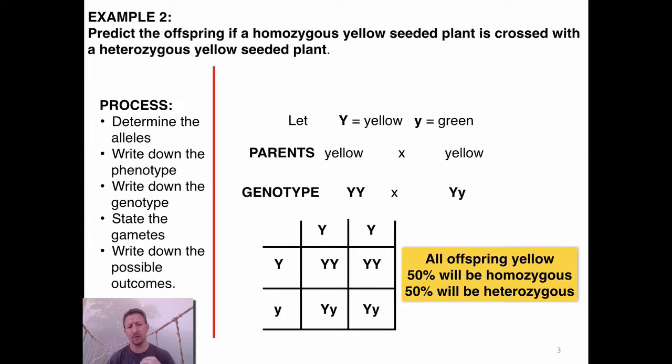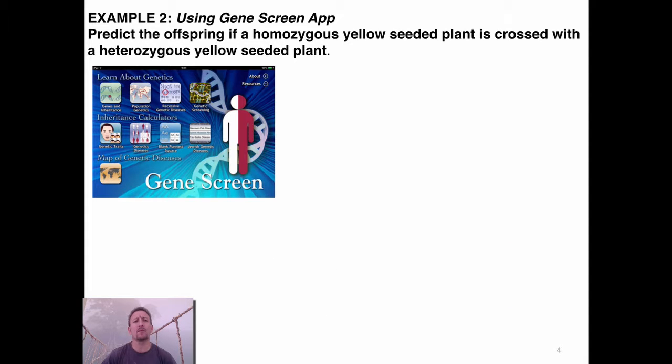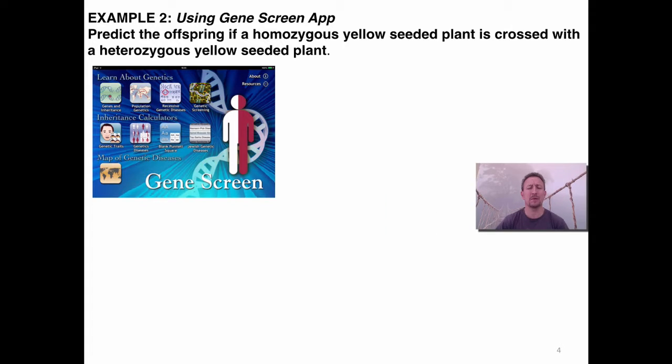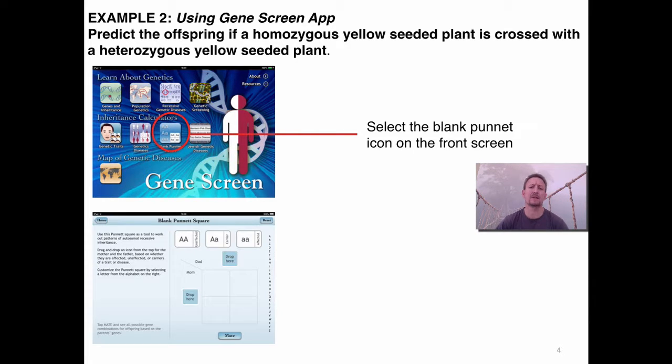Now if you were then to cross those offspring, you would get another situation which we'll look at in example 3. But first let's run through how we could use the gene screen app to do the same sort of thing. Now you can see here we've got homozygous yellow seeded crossed with heterozygous yellow seeded. So the first thing we've got to do is go to our gene screen app, and this is our front page. So you press on the icon which asks you to do the blank Punnett square on the front screen. And then you'll get a screen that looks like this.